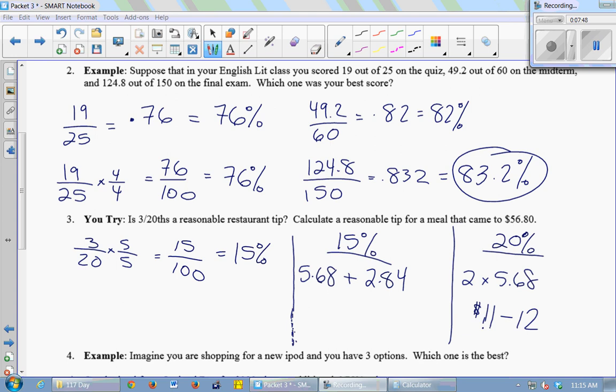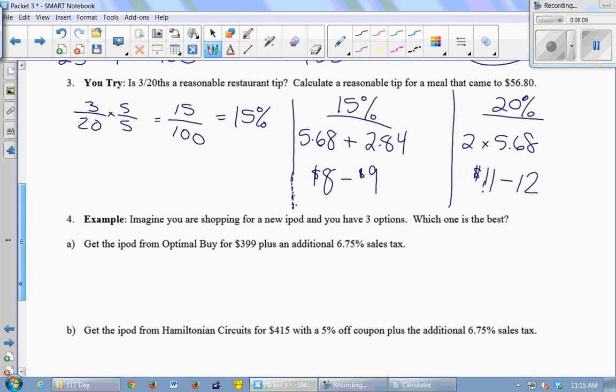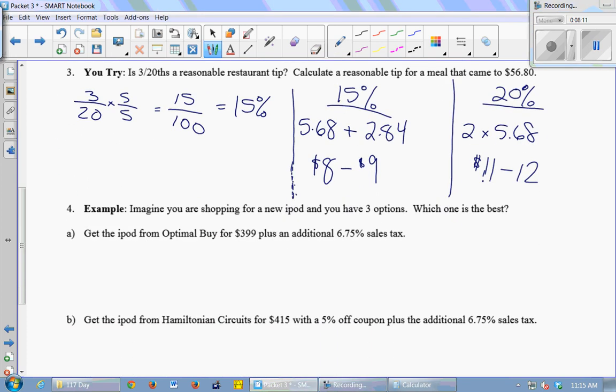So that's 852. We'll just say $8 to $9. So dealing with percentages, we like 10% and just work off 10% because they're easy to do by moving a decimal point.